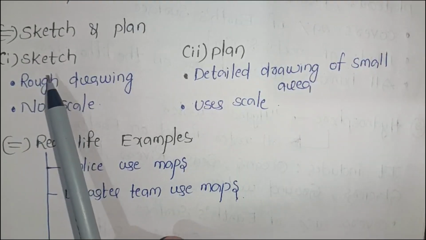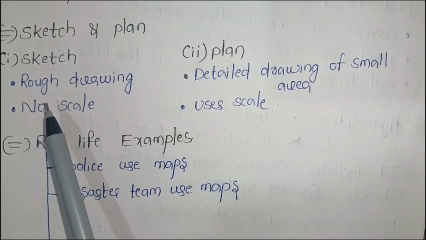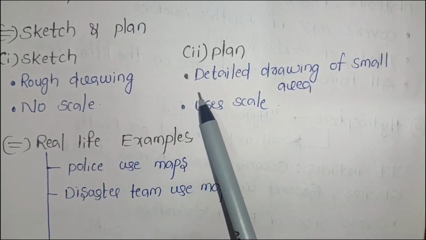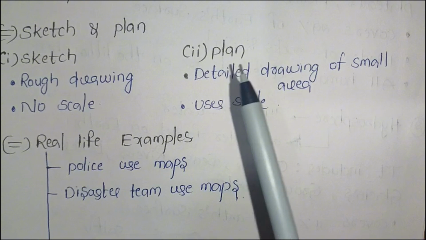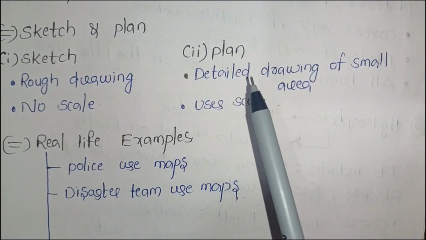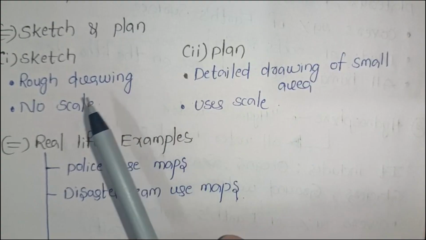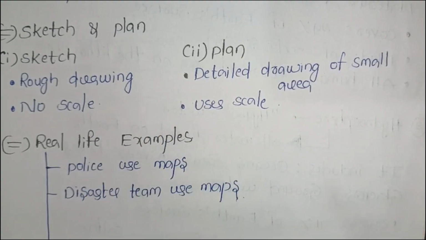One example of a sketch is showing a friend the way to your home. And one example of a plan is a map of your house, a classroom, or a garden. It is known as a plan. I hope you understood what is a sketch and what is a plan here.